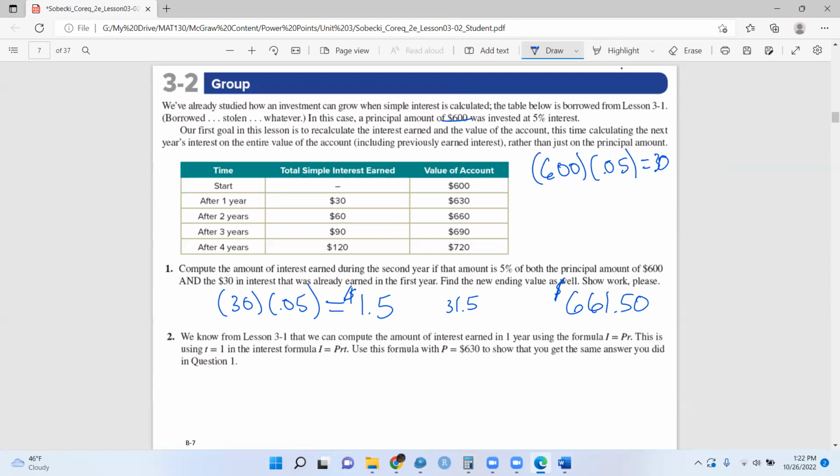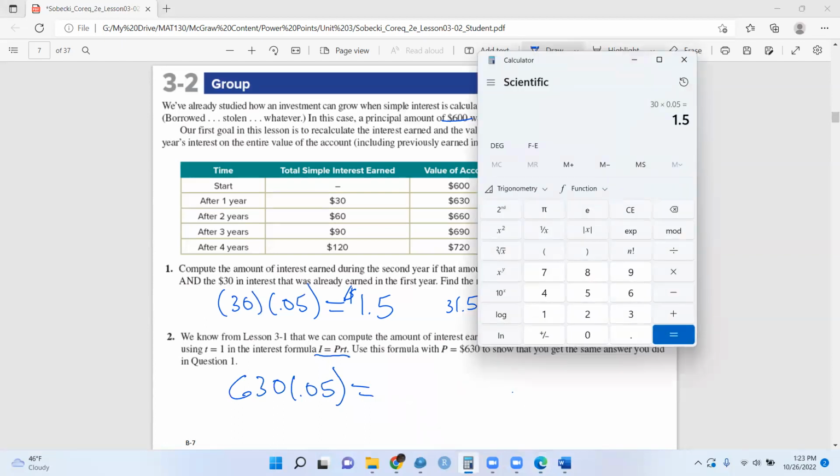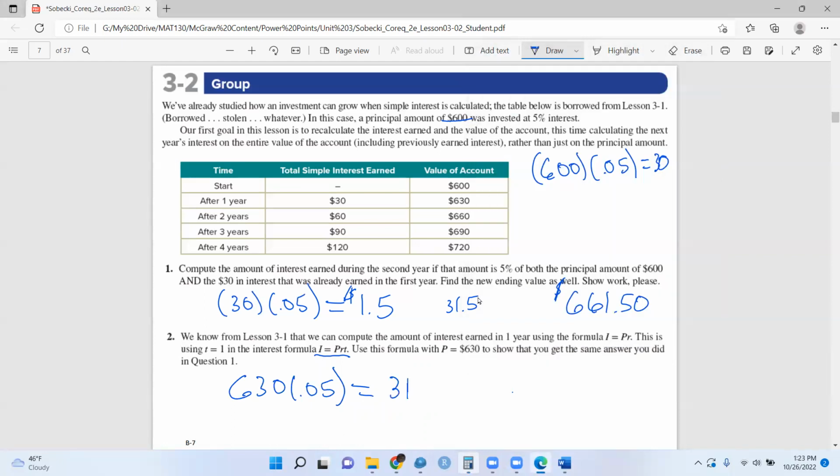So the author's like, well, wait a minute, why don't we use the I equals PRT formula like we did with simple interest before and just use a new P, the 630. So instead he's saying do this. 630 times 0.05. How much interest is that? Well, guess what? 630 times 0.05 equals 31.50. Well, that's what we already did, right? We did 1.5 plus 30 to get 31.50, added it to the 630. We got the 661.50. Yeah, these are the same thing, right?